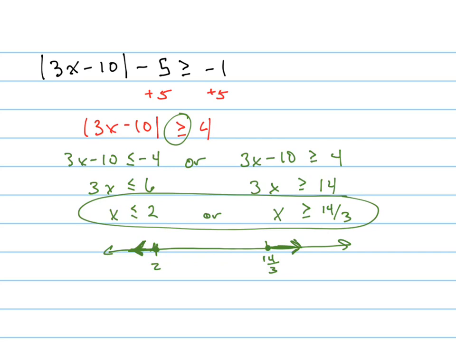So you write this in interval notation, negative infinity, comma, 2 inclusive. The bracket tells you that it's included. The equal to sign means that you have to have that kind of a bracket. Union 14/3, comma, infinity.